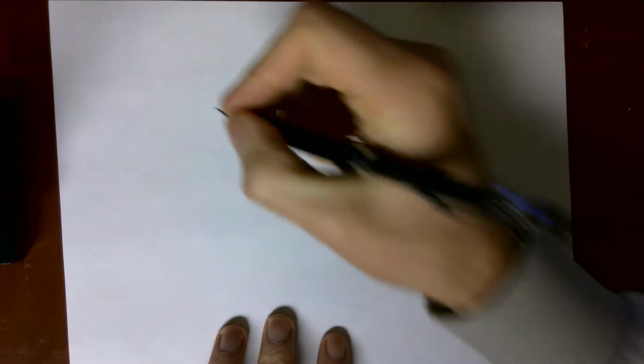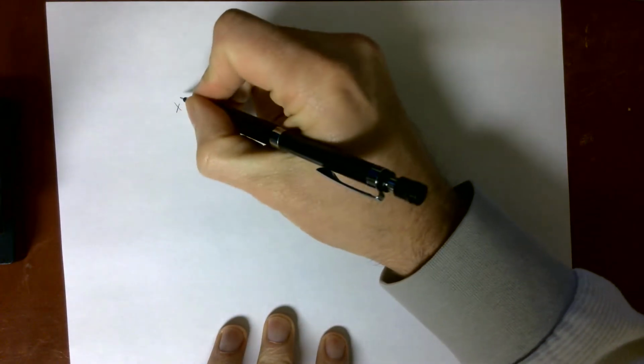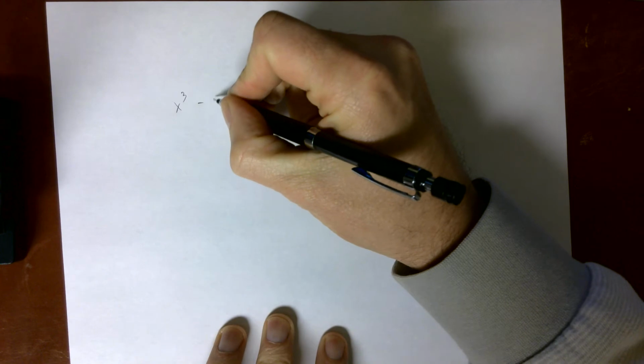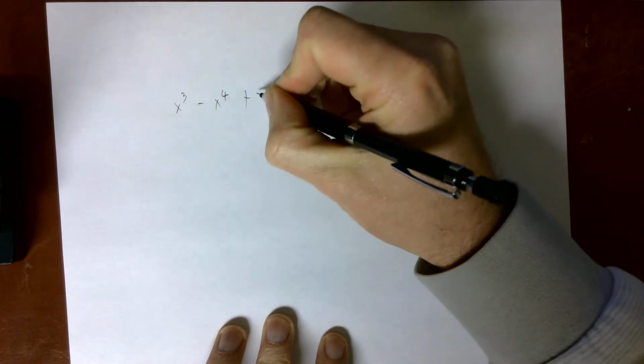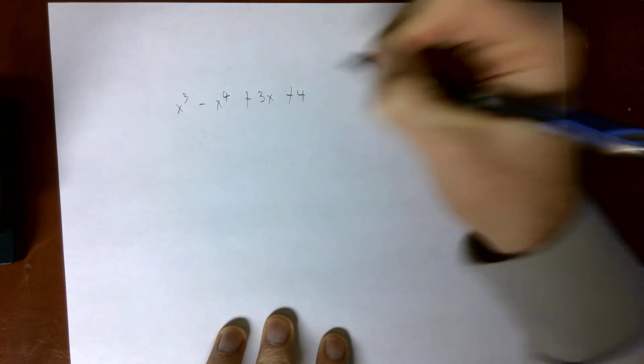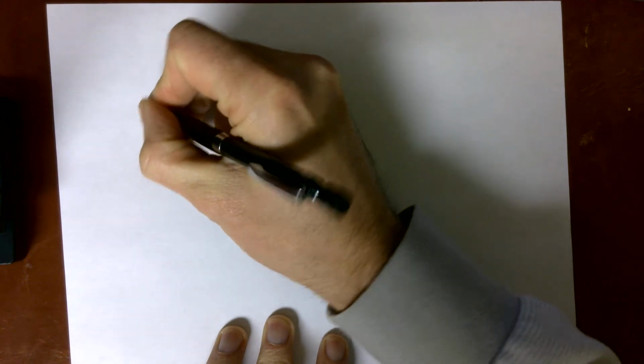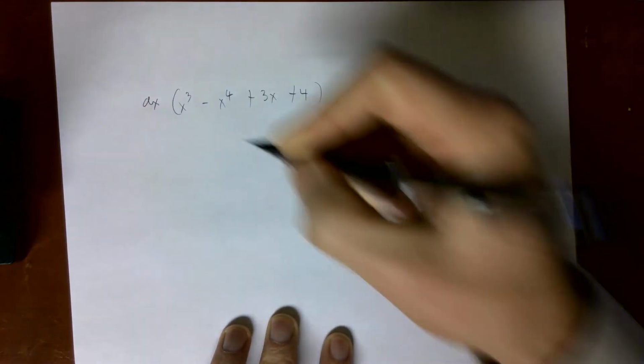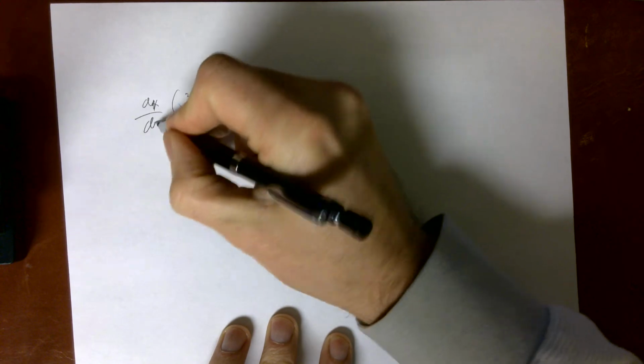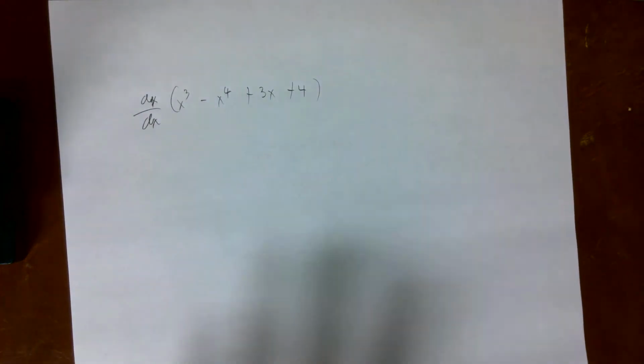So we're going to start. First thing I'd like everybody to do, real simple. If I give you x cubed minus x to the fourth plus 3x plus 4, I want everyone to write this down, and then I want you to take the derivative of it. A little notation means take the derivative, so I want everyone to take the derivative of this polynomial.